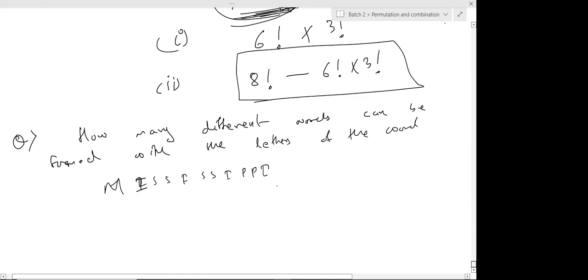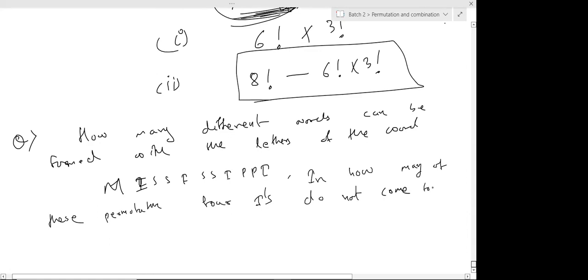All right, Mississippi. And how many words do not come together? And this is the question, the last part of the previous question.